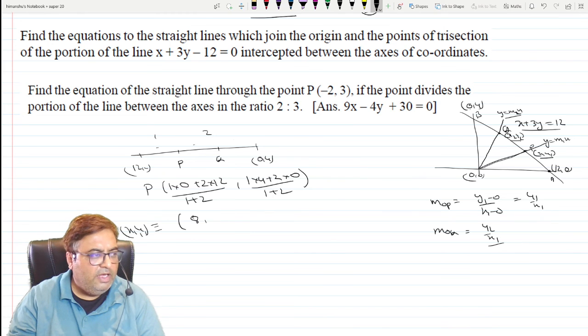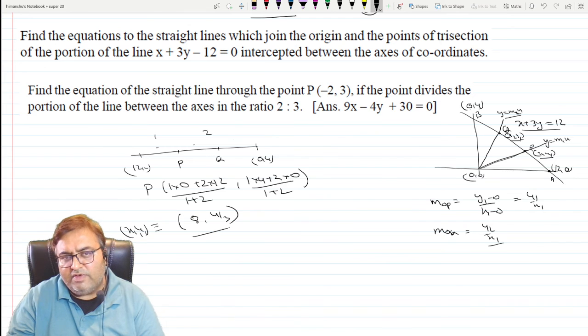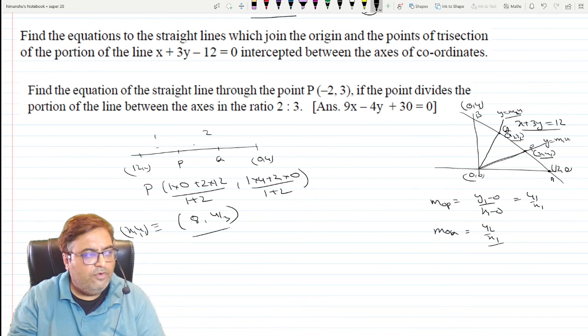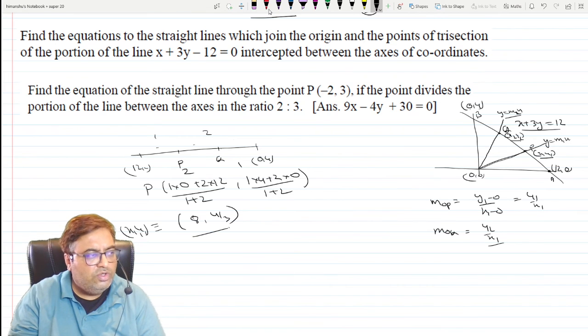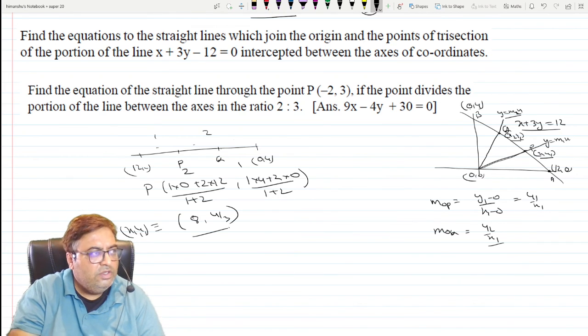And this will be 4 by 3, 8, 4 by 3. This is the point x1, y1. Okay. Similarly for Q, it divides them in the ratio 2:1. Okay. The ratio is 2:1.